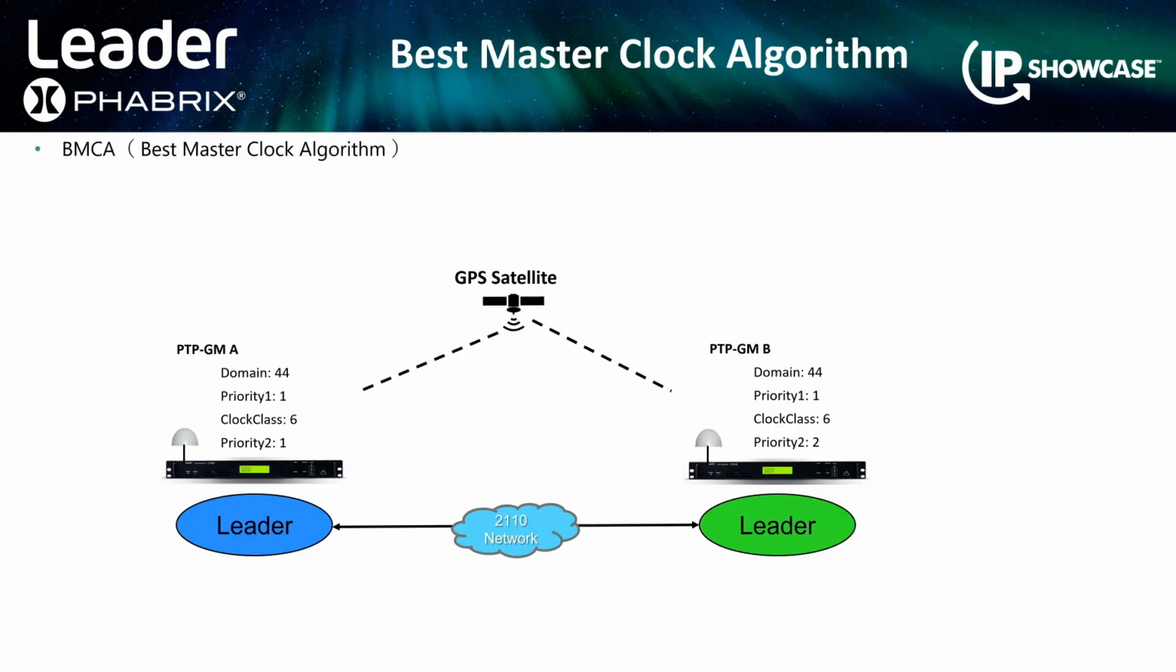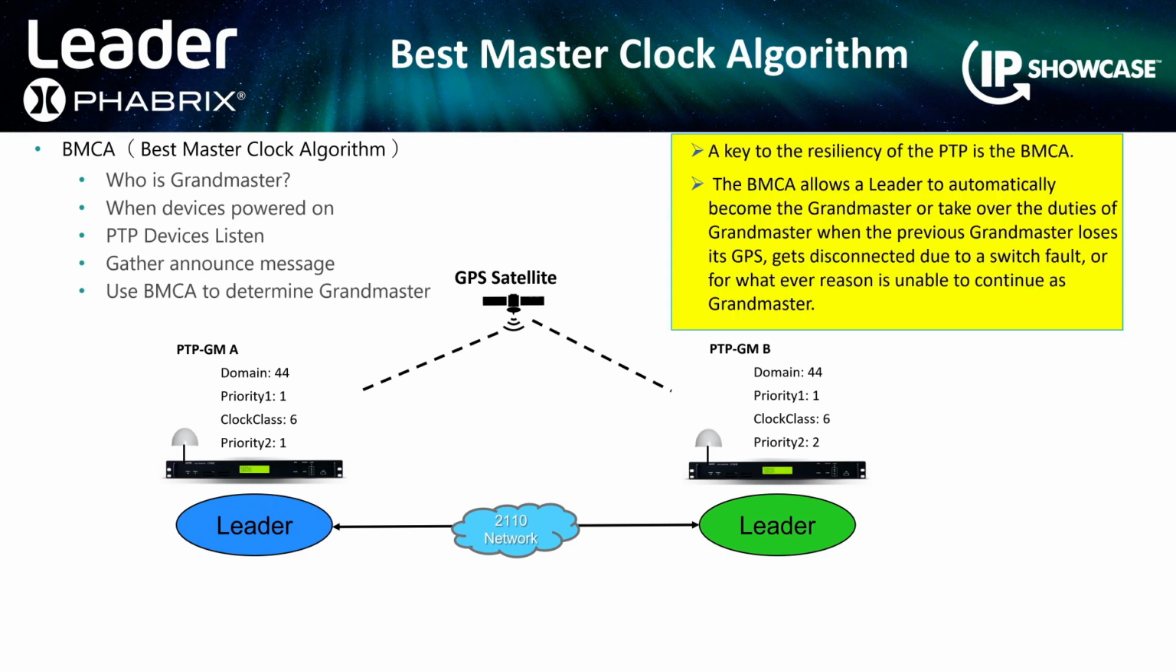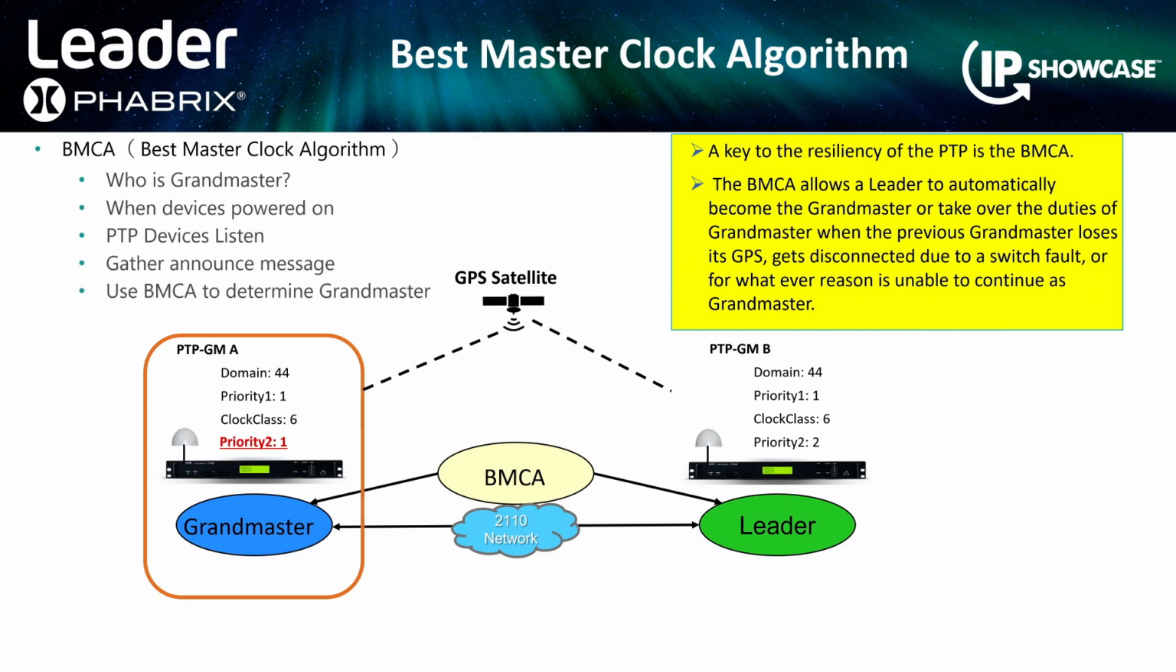So let's have a look at the best master clock algorithm. It basically works by electing the Grand Master. When devices are switched on, they issue a series of announce messages that go across the 2110 network. While they're doing that, they're polling each other to find out which device has the highest accuracy. And once one has been selected, we then have the Grand Master.